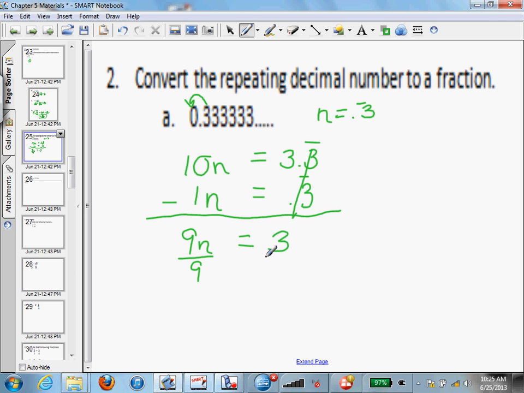Now to solve for n, you want to divide by 9 on both sides, leaving you with the fraction 3 over 9, which will just reduce to 1 over 3. So that is the actual fraction that it was looking for.